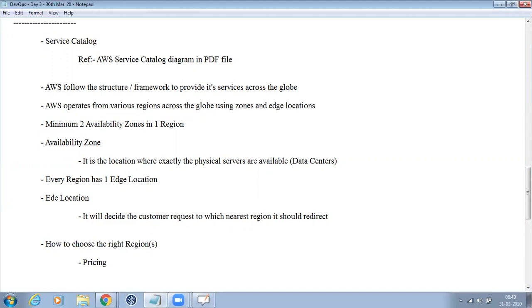Okay, this pricing. Say for example, I am the customer and I want to select a region where I can host my application, right? So for that, I need to look into various factors. First one is price.